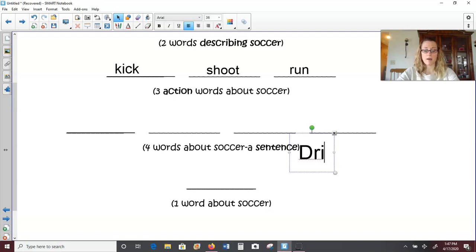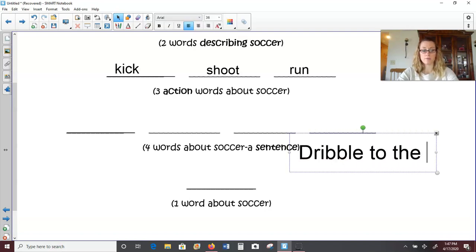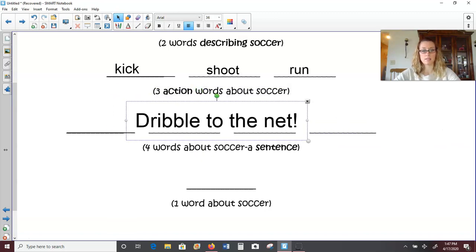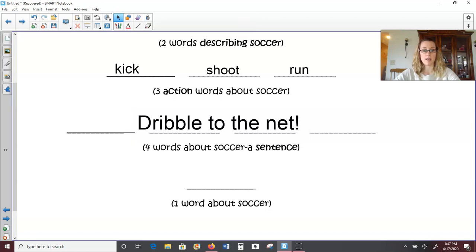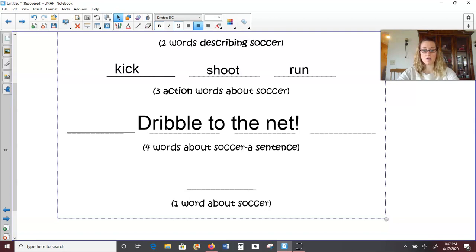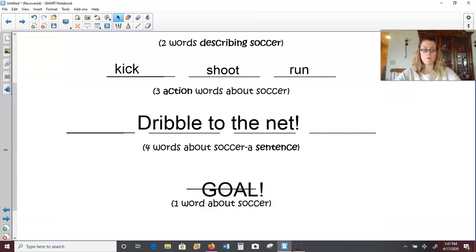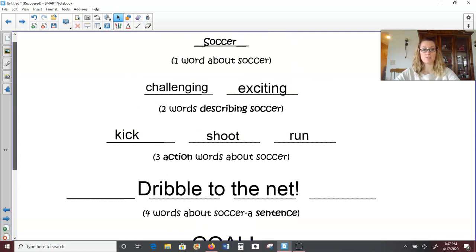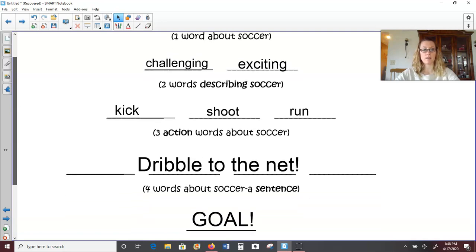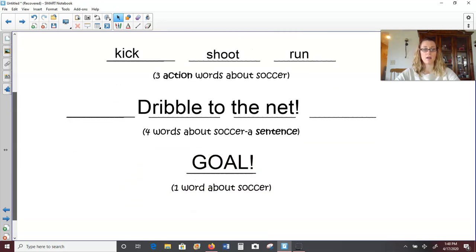How about dribble to the net? That has four words in it, and it's like a sentence. Dribble to the net. And then one more word about soccer, goal. That's what you call it when you score. So that would be a cinquain poem. Soccer, challenging, exciting, kick, shoot, run. Dribble to the net, goal.